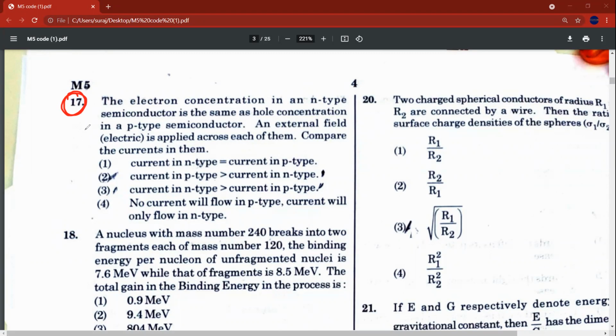But the thing is, one point is given in NCERT that mobility of electron is greater than mobility of holes. So for that reason, current in N type will be greater than current in P type, because mobility of electron is greater. So time will be less for them, so current will be higher. So we can say it's a tricky question. Now, question number 18.